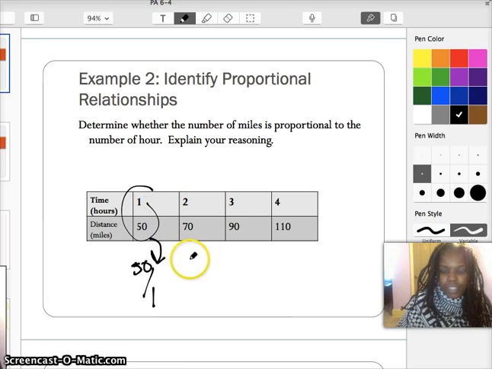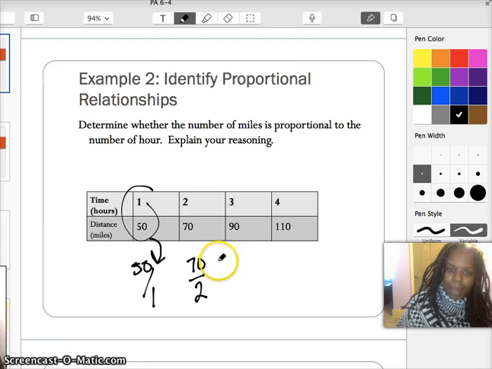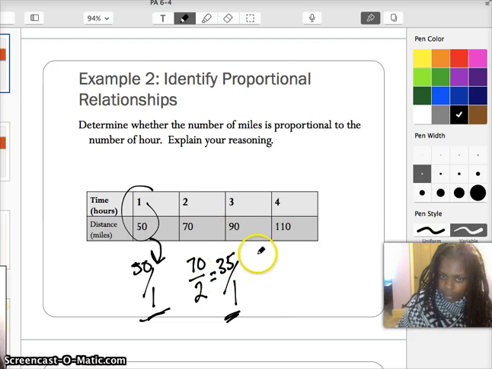I think you guys probably already see that this isn't proportional. 70 miles for 2 hours. Well, let me break this down into the unit rate. I would divide the top and bottom by 2. I get 35 miles for 1 hour. So this rate here and this rate here is not the same, and therefore I already know it's not proportional. I don't have to go on and check the other ones, but I will.